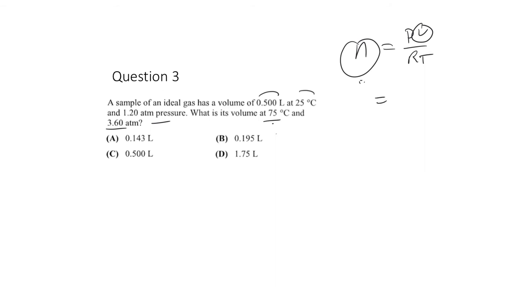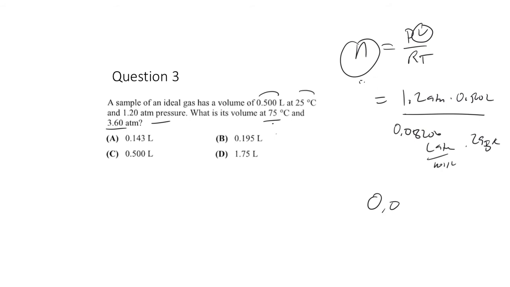So one thing we can do here is plug in for the initial set of conditions, we can say 1.2 atm times half a liter, divide by our gas constant, times 298 Kelvin. That'll give us a number of moles of this gas in this container, which is 0.0245 moles of gas.